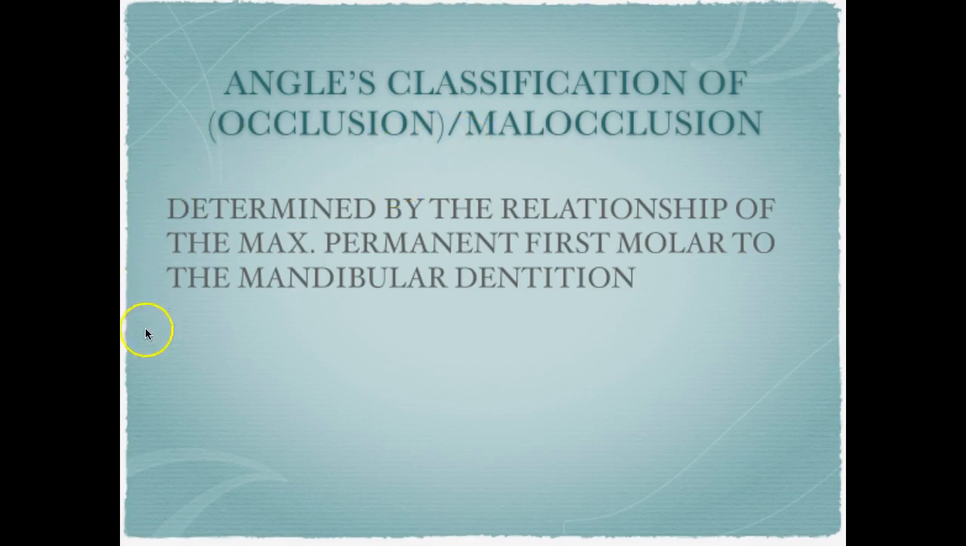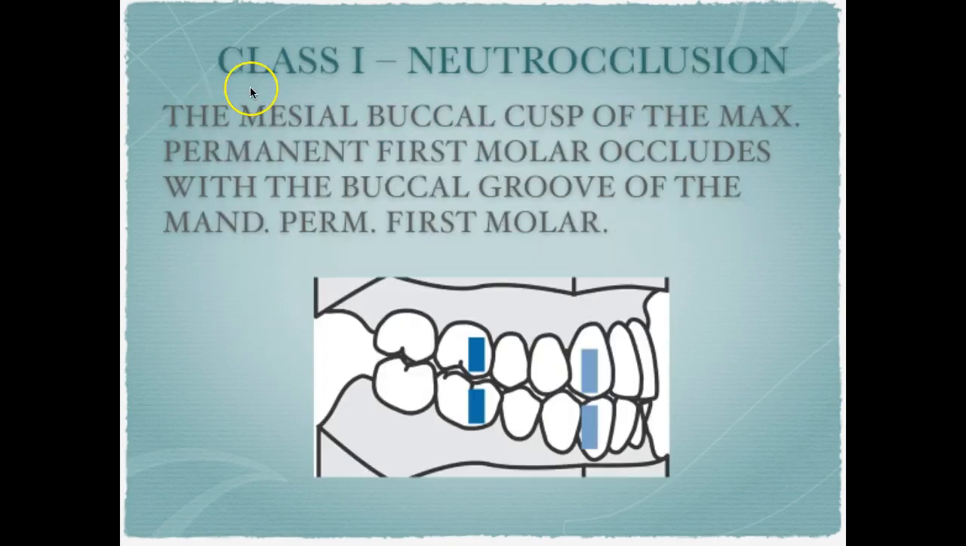So Angle studied occlusion of many different people and decided that he could determine different types of malocclusion and occlusion by looking at the relationship of the maxillary permanent first molar to the mandibular dentition. And we still use these today. So a class 1 occlusion is a neutral occlusion where the mesiobuccal cusp of the maxillary permanent first molar occludes with the buccal groove of the mandibular permanent first molar. And we call this neutral occlusion because the mandible is kind of in a neutral position in relationship to the maxilla.